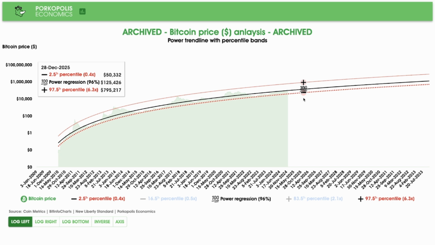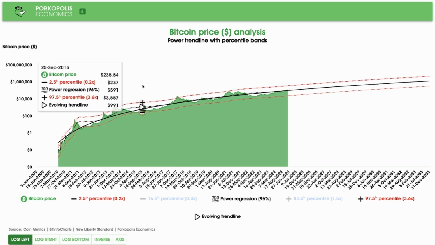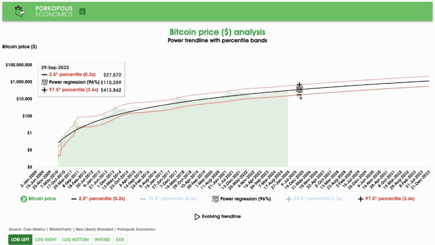$800,000 would be the projection. Okay, now with the new method, which again is discounting a little bit some of these prior peaks, it's going to be lower. How much lower? Going out to December 2025, look at the 97.5 percentile: 450,000.